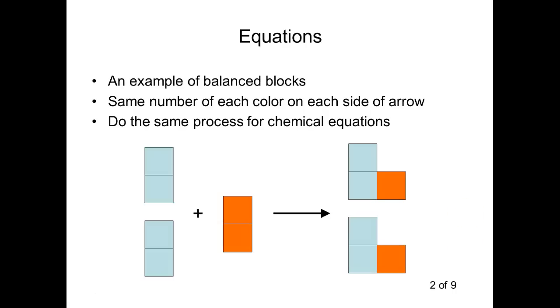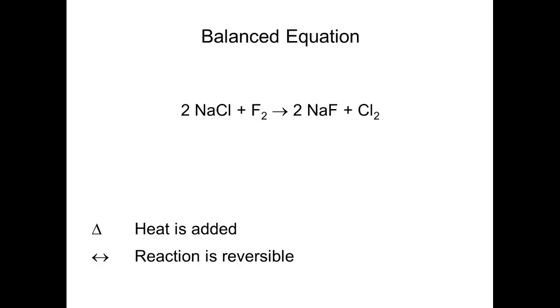You can do the same thing with element symbols as opposed to just blocks. For instance, here is a balanced chemical equation. You see that this is read as 2 NaCl plus F2 yields 2 NaF plus Cl2. A couple of notation pieces: if you see a triangle above the arrow, that means that heat is added to the reaction. And sometimes your arrow can have 2 heads on it. It's a double-headed arrow, and it would mean that the reaction can go forward or backwards.